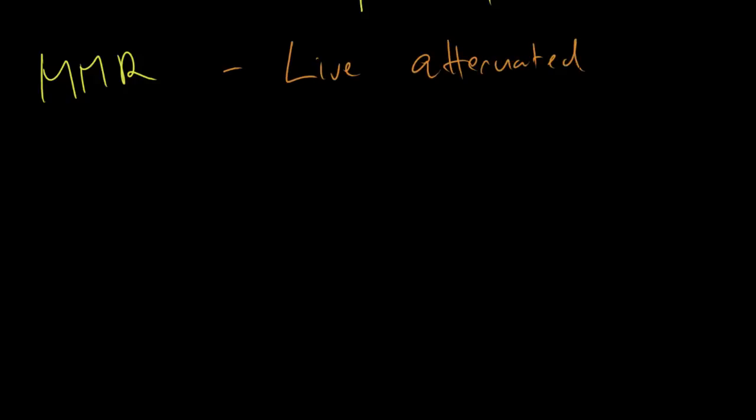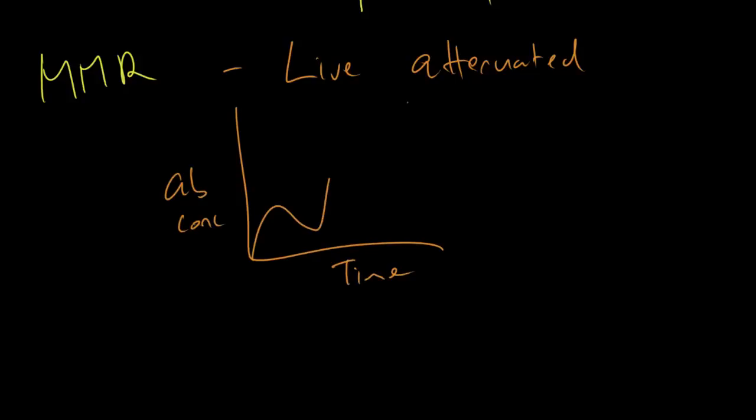So live means that it is not dead, so it actually can cause disease, but attenuated means that it's been significantly weakened. And when we give you an MMR vaccine, then you've got antibody concentration on this side, and you've got time. It basically generates a primary immune response without causing disease, and then if you ever get exposed to MMR again in the future, then you will have a secondary immune response, wipe it out, and not get sick.